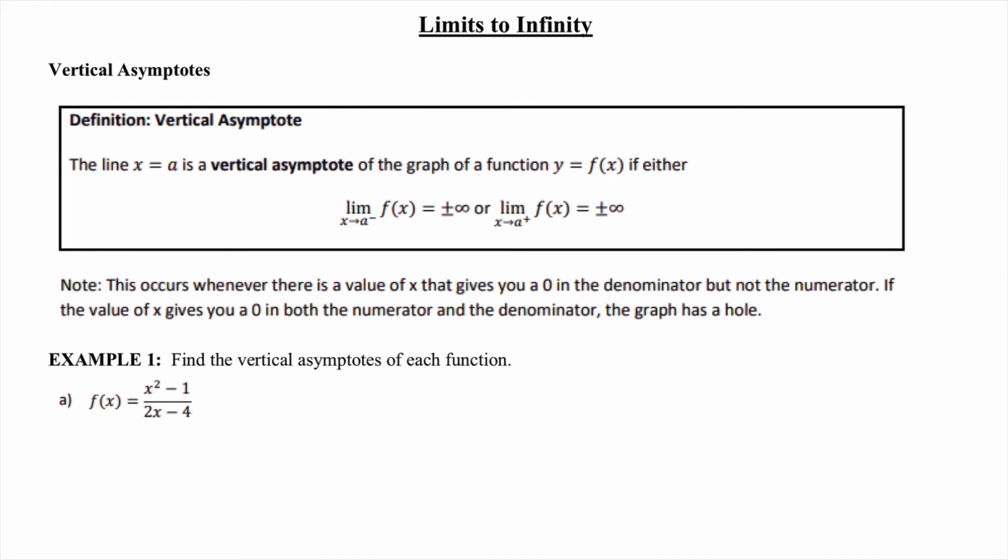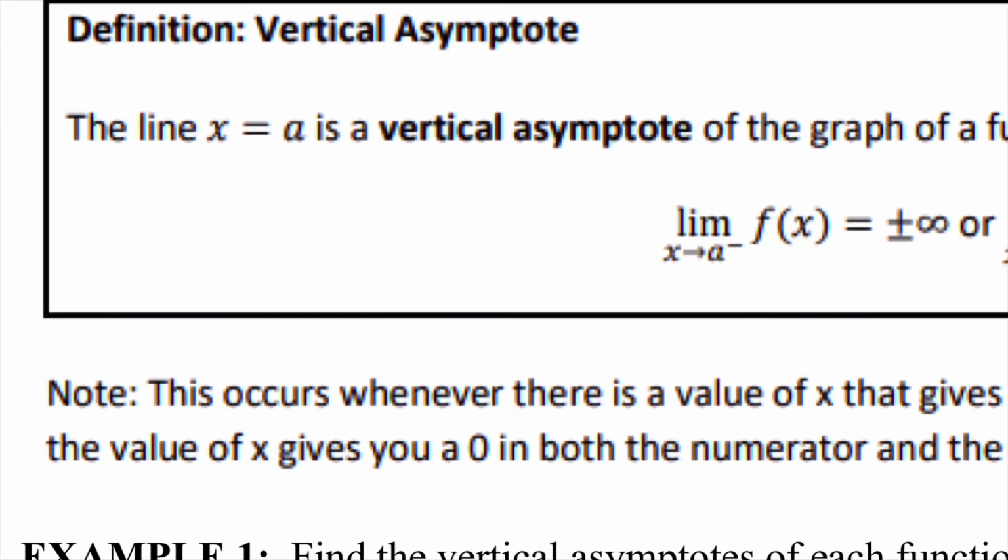Before we do that though, we talked about this with the summer assignment quiz, but it's a little bit of review. This is what a vertical asymptote is. A vertical asymptote is a vertical line of the graph. If it's a vertical line, the equation of a vertical line is always x equals something. In this case, it's x equals a.